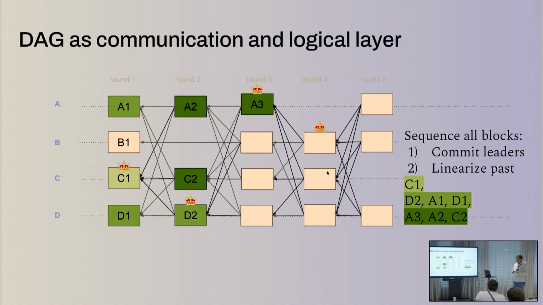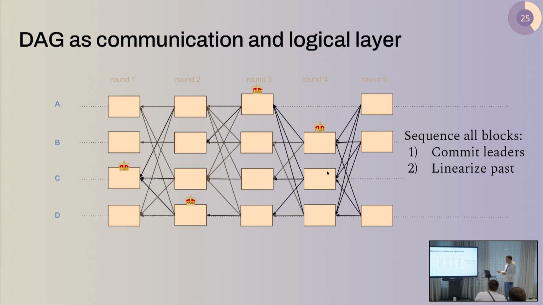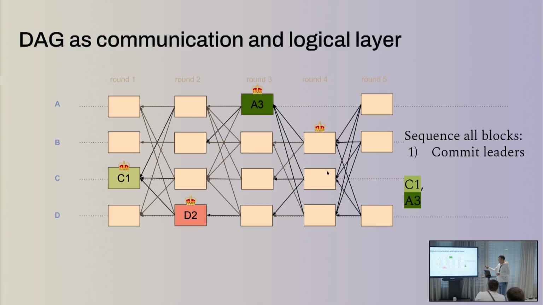And again, as I said, I would say all the DAG-based protocols that we have had in the last, say, 4 or 5 years do the same thing. We try to commit leaders, then we want to linearize the past. But not all the leaders are committed. Sometimes we don't have enough votes, so this DAG is a little bit different. And in this case, the leader block at round 2 is not committed because there are not enough votes for this leader block. Yeah, and in this case, we just do the same.